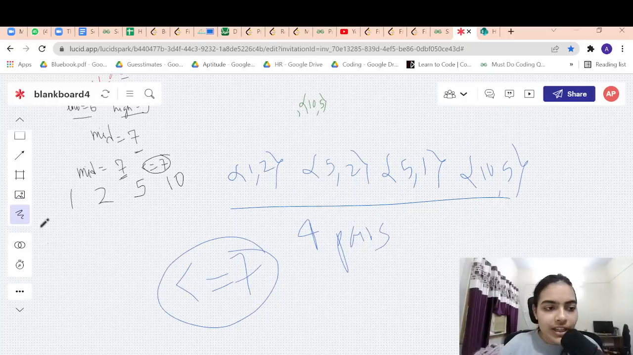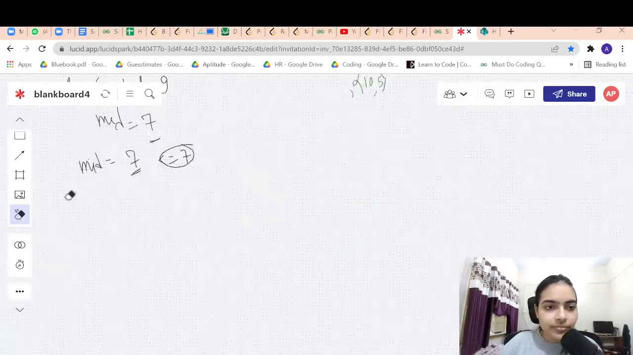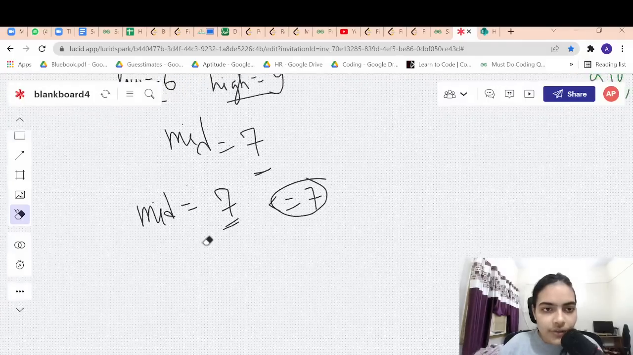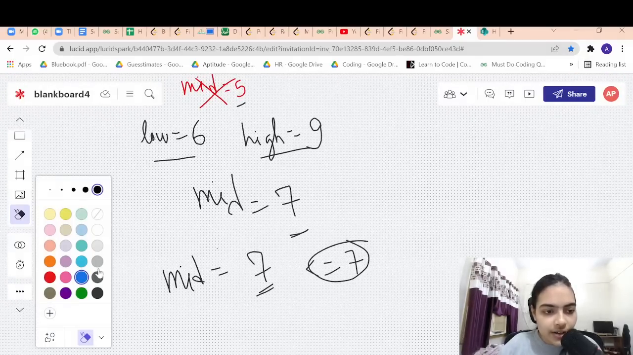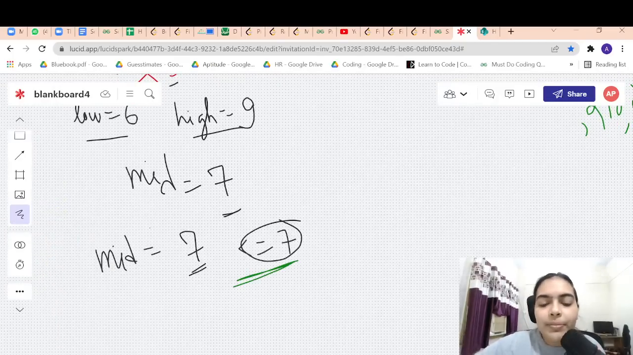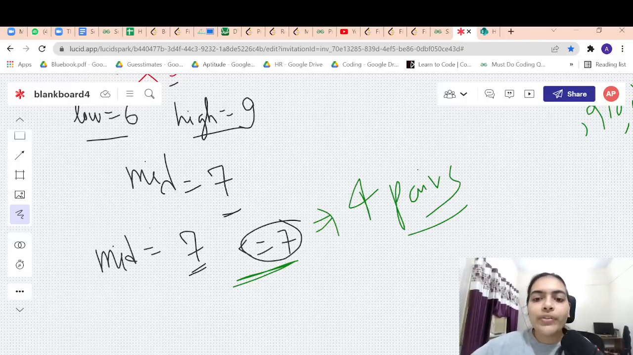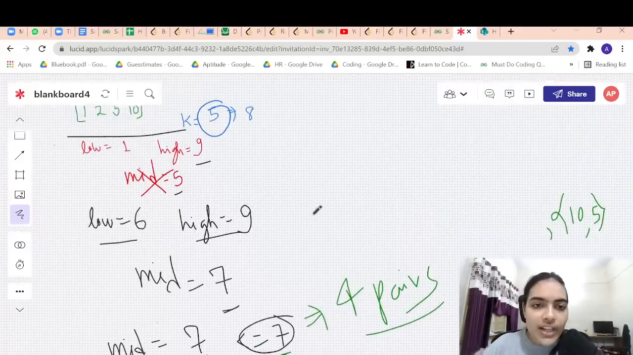So now what we'll check? Let me just erase all this. See what we did? We took mid value equal to 7. With mid value as 7, we tried to find how many pairs have absolute difference less than equal to 7. How many pairs did we get? We found 4 pairs. But what do we need? We need the 5th smallest absolute difference.